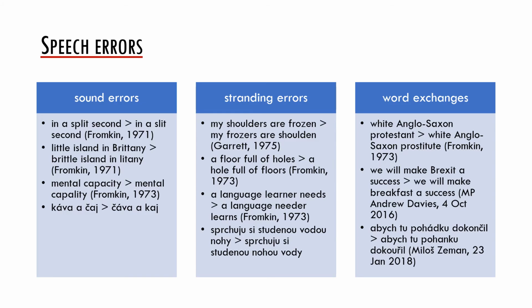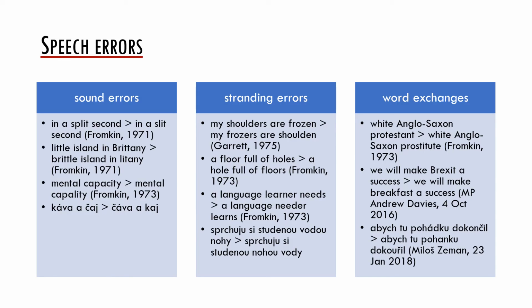The third type of errors are word exchanges. These are typical slips of the tongue, such as white Anglo-Saxon prostitute instead of white Anglo-Saxon Protestant, or funny slips by politicians such as we will make breakfast a success instead of we will make Brexit a success, or abych tu pohanku dokouřil instead of abych tu pohádku dokončil, which may be translated as to finish smoking the buckwheat instead of to finish telling the fairy tale.